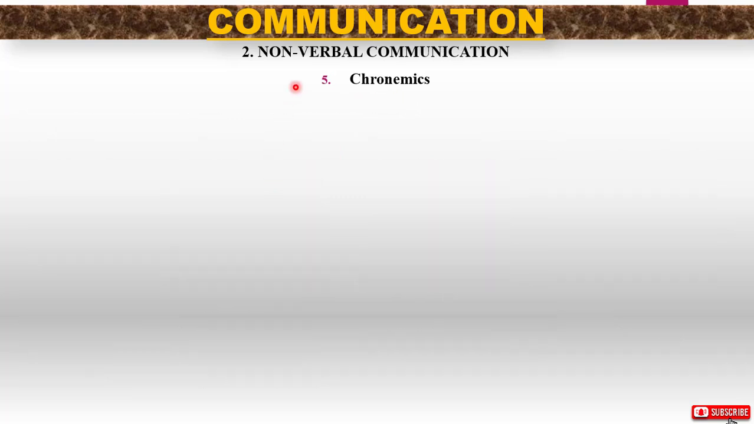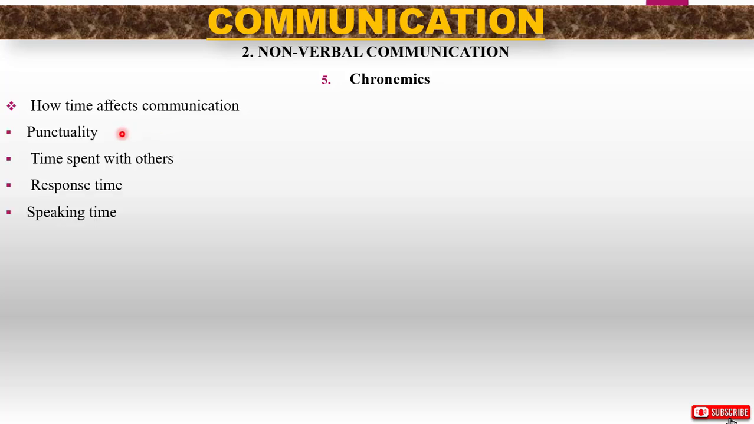The next form of nonverbal communication is chronemics. What is the meaning of chronemics? This is how time affects communication. For example, punctuality can send a message to other people about how organized you are. Also, if you spend less time or more time with others, it can also send a message to them, whether you value them or do not value them.